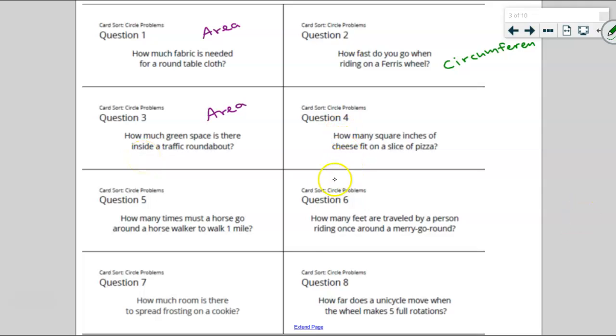Question 4, how many square inches of cheese fit on a slice of pizza? Davin. Area. Yep. Notice that it's not on the whole entire pizza, right? It's a slice of pizza. That's going to come up later.